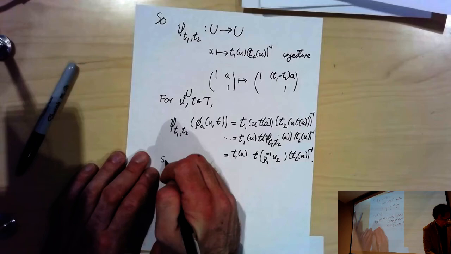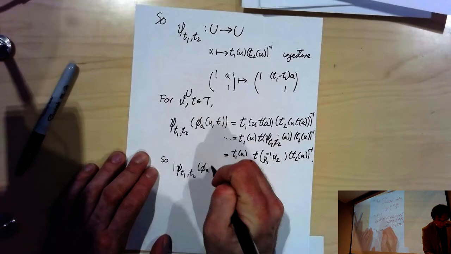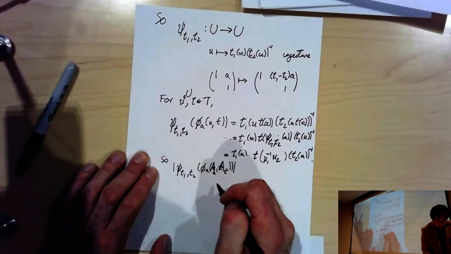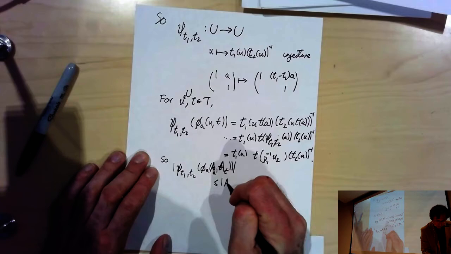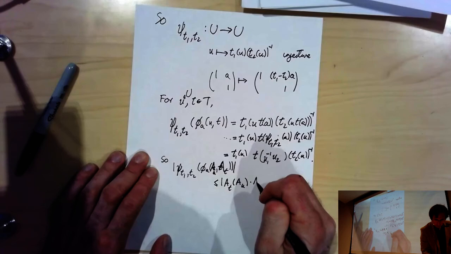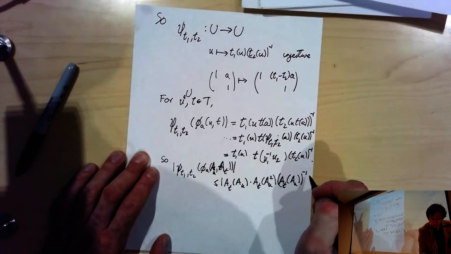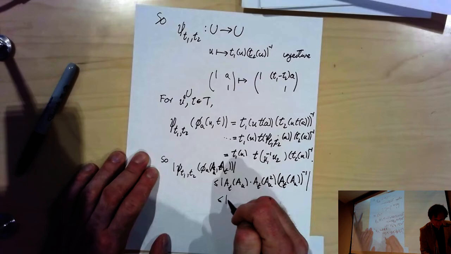So Psi T1, T2, Psi A, UT, or rather, here I'm going to put AU, AT. Well, this is going to be less than or equal, because this is contained in what? This is going to be contained in AT, AU, that just comes from T1 of U, times AT, AU squared, AT, AU inverse, but that's the same as, I mean, I'm assuming that these things are their own inverses, so that's all fine. And this is, of course, containing AT, AU to the fourth. So all is well there.